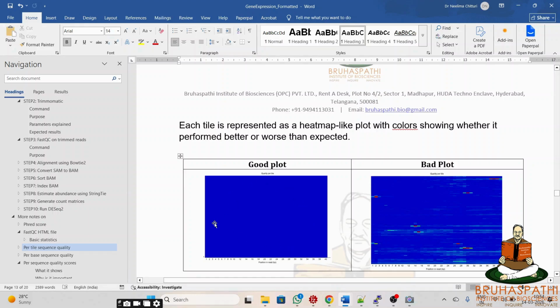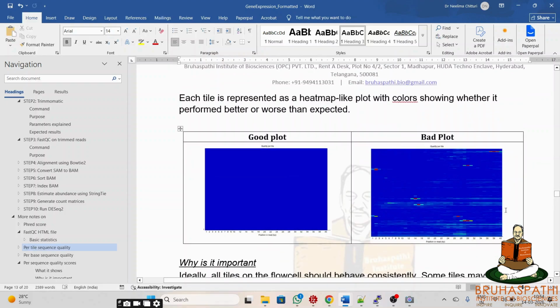A complete blue graph indicates all tiles are accurate, all tiles are proper. It's a good sequencing. But if you see something like this, it indicates that there is a problem in the machine, especially in the flow cell, which has to be corrected and set right. The sequences from this particular flow cell have a bad quality, similar to this. That's how this indicates the bad quality score.